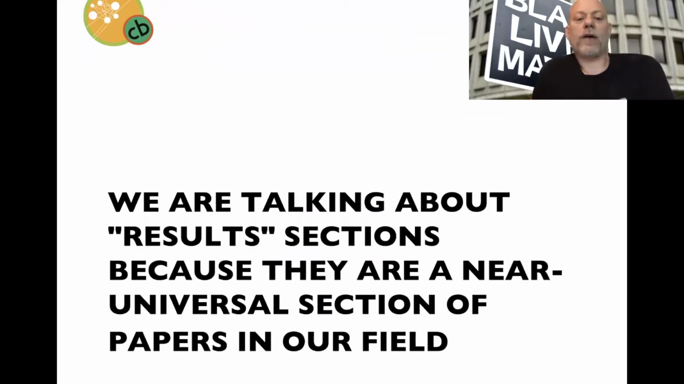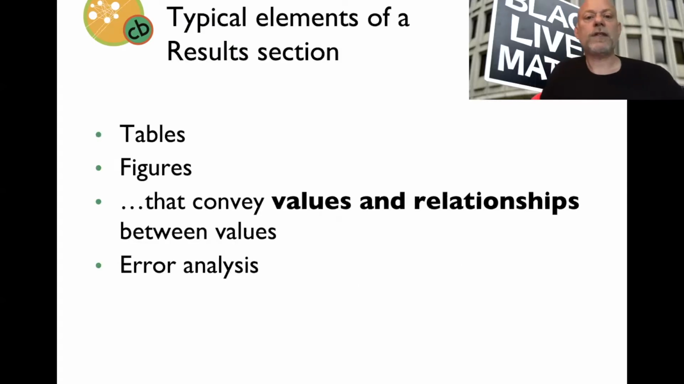We're going to talk about results sections because they're a nearly universal part of any paper in our field. It'll be very unusual for you to be asked to review any paper that doesn't have a results section in it. The typical elements of a results section are pretty standard across conferences and across journals and paper types. They'll usually contain tables and/or figures, and those tables or figures will convey values and relationships between values. And then a good results section will also have an error analysis.